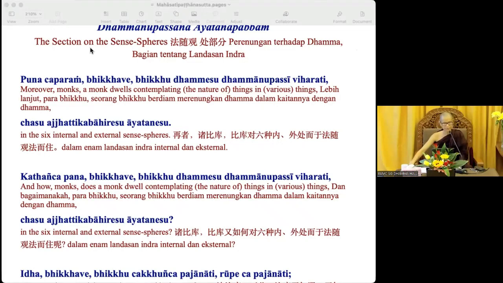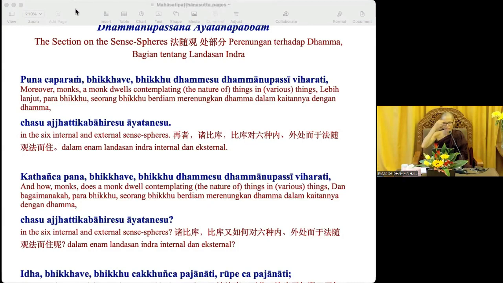In the ayatana, Rupa is divided into 10 and a half, and Nama is divided into 1 and a half. So that becomes 12 ayatanas: Rupa 10 and a half, Nama 1 and a half.